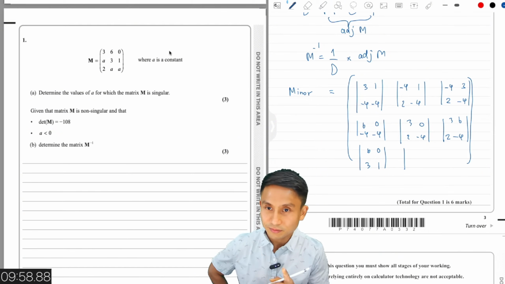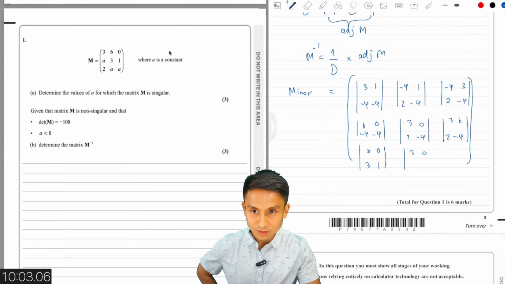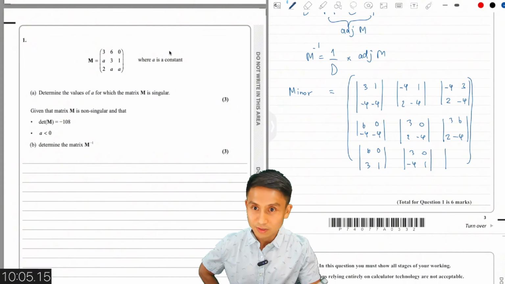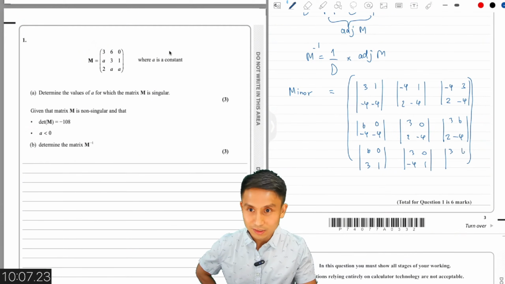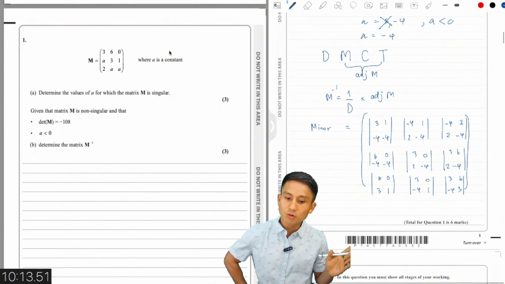This one, what's this one? Okay, hang on. Yeah, it's 3, 0, minus 4, 1. This one, 3, 6, minus 4, 3. Okay? Now, yeah, you got to put the cofactor in.